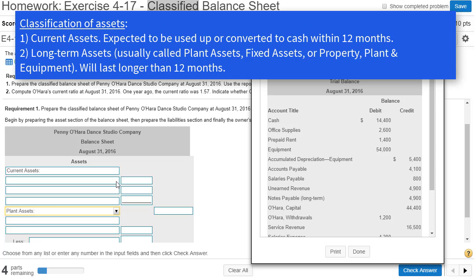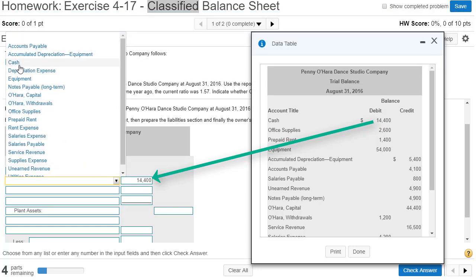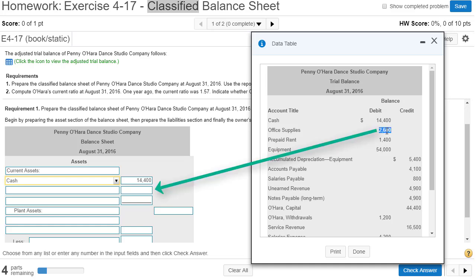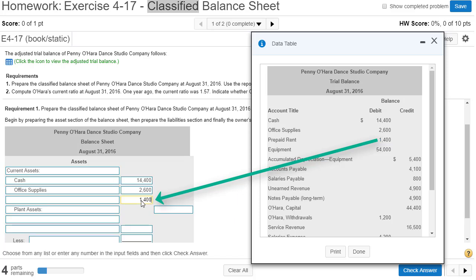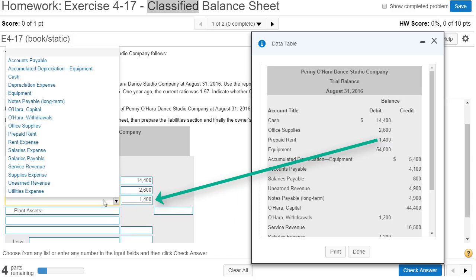So again, current assets are assets that you expect to be used up or converted to cash within the next 12 months. So cash is already cash, so that is obviously a current asset. Next, we got office supplies. Most office supplies are going to be used up within the next 12 months. So that is a current asset. Prepaid rent is usually used up within the next 12 months. You usually do not prepay for more than 12 months of rent. So we will include that in our current assets.